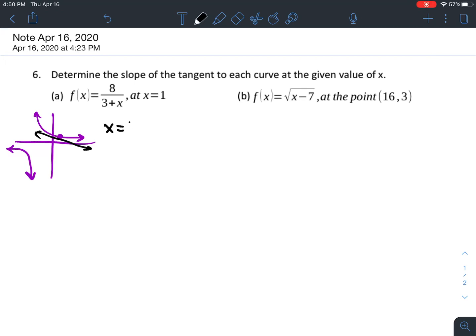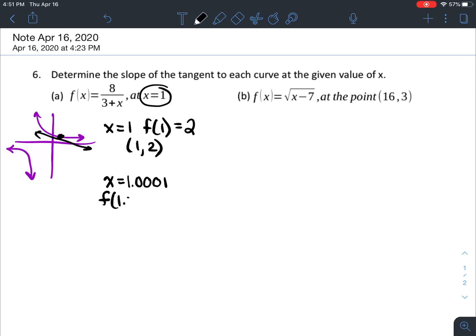And that is, I could just pick a point on my graph, like x equals 1. Let's figure out what y equals. So 8 divided by 3 plus 1 would be 2. So I've got a point at (1, 2), which is that point. That's where I want to find the tangent line to. But then I could also just pick a point that's really close to 1, like 1.0001. And then I could find the y value at that point.